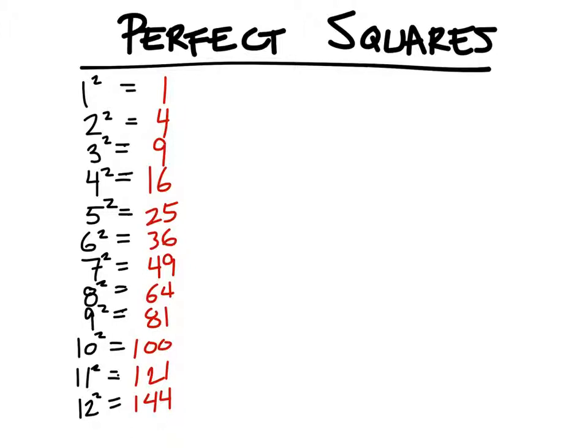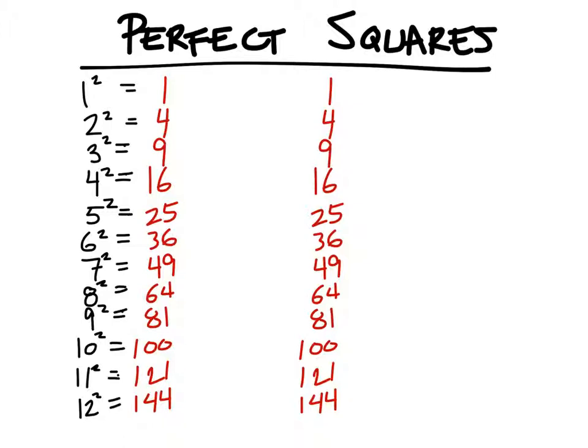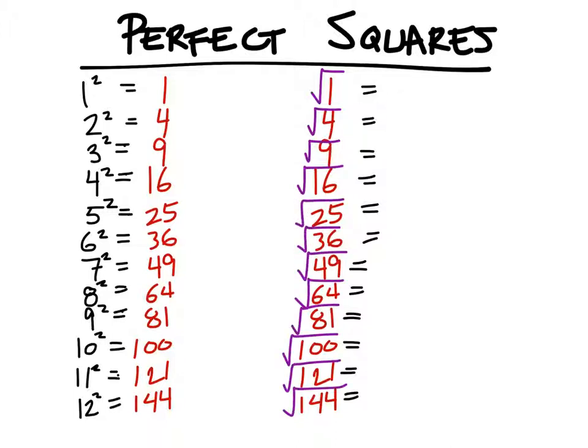But in relation to these perfect squares, if we do something to these, we can go backwards in these values. If I took these squares and square rooted them, then I get whole values instead of decimals that look like garbage. So the square root of 1 is 1, square root of 4 is 2, square root of 9 is 3, square root of 16 is 4, square root of 25 is 5, square root of 36 is 6, square root of 49 is 7, square root of 64 is 8, square root of 81 is 9, square root of 100 is 10, square root of 121 is 11, and square root of 144 is 12.